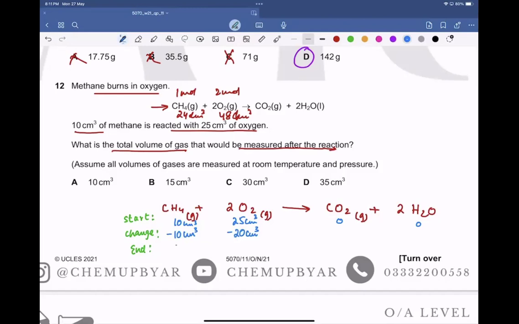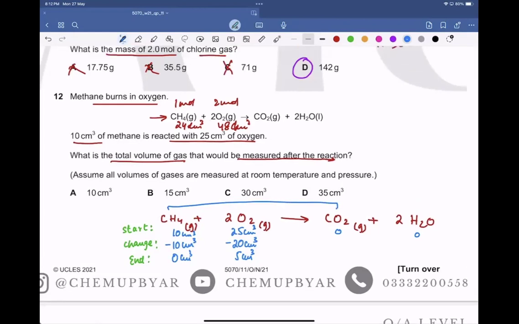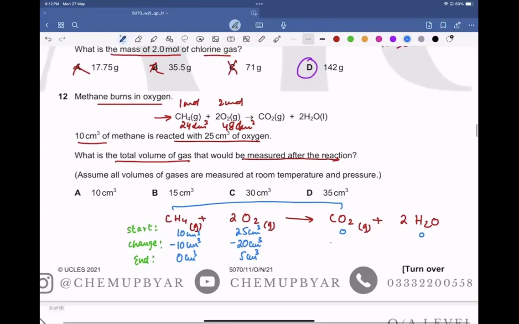So at the end, 0 cm³ of methane is left, 5 cm³ of oxygen is left. And if we look at the gas, the ratio between methane and carbon dioxide is 1:1, isn't it? Yes, the ratio between methane and carbon dioxide is 1:1. So if 10 cm³ of methane is used up, then 10 cm³ of carbon dioxide is formed. So at the end of the reaction, we have 10 cm³ of carbon dioxide.